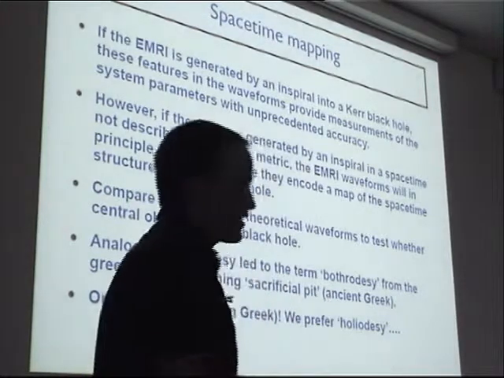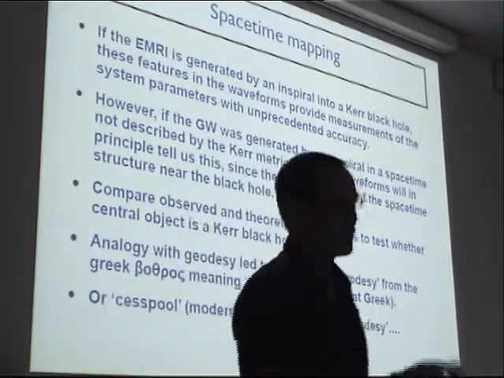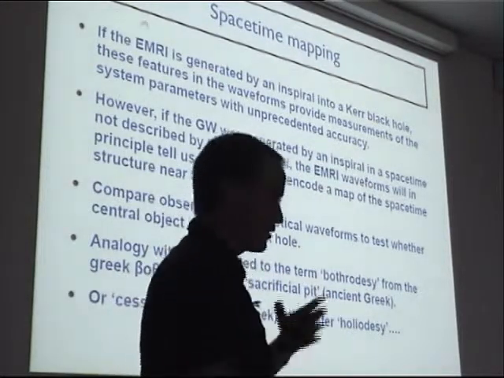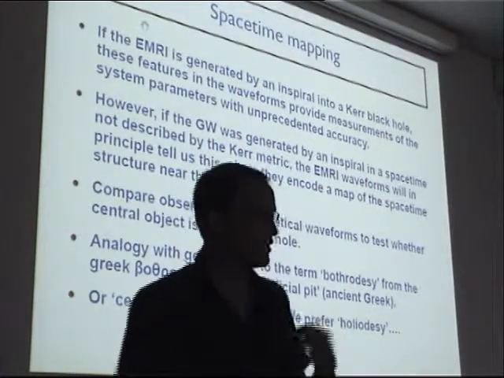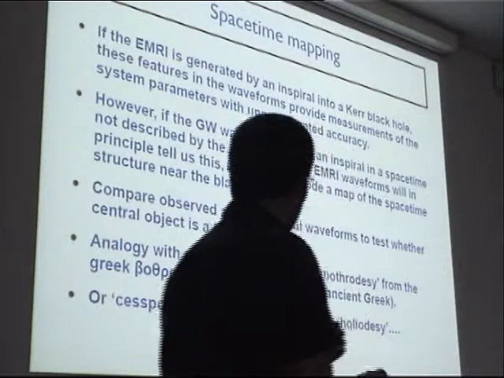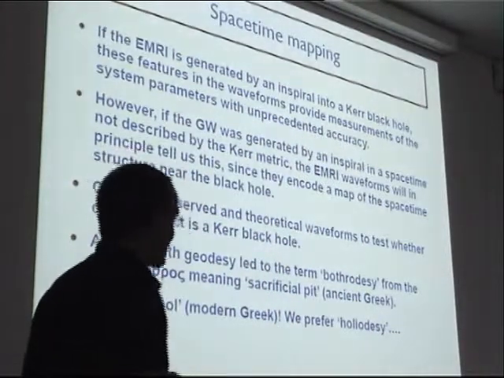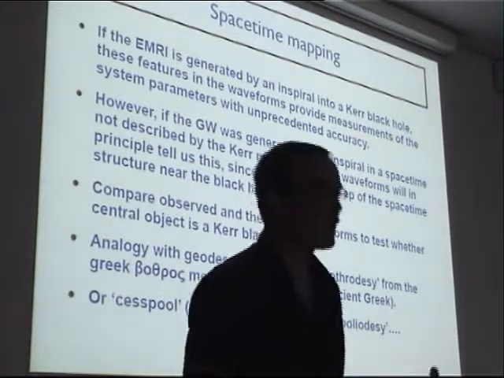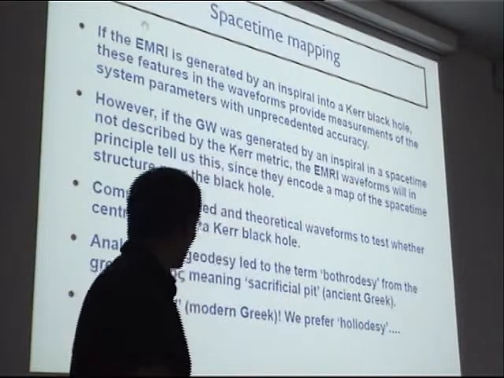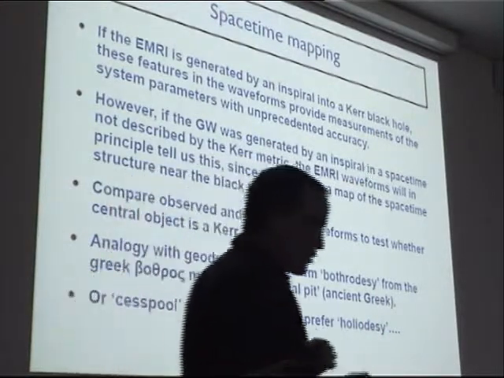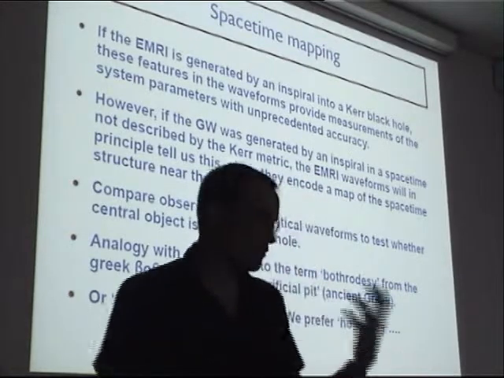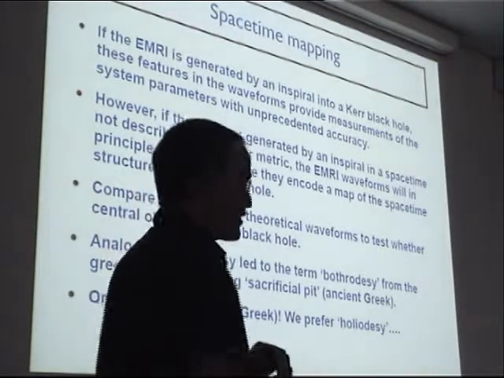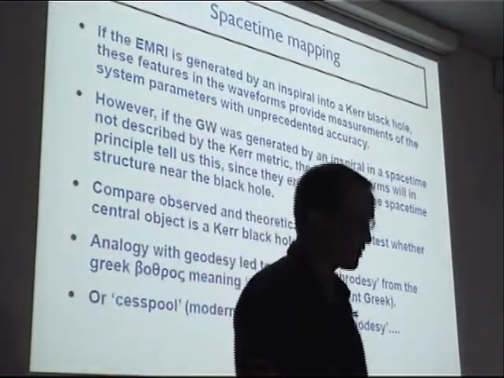Now, if we actually had a system that wasn't a curved black hole, something different, then in principle the in-spiral of a small body in this space-time would give you a different waveform, and the details of that waveform would encode, in principle, a map of the space-time that the particle is moving in. So by comparing what we observe with our theoretical waveforms for in-spirals into Kerr and perhaps in-spirals in other space-times, we can test, in principle, whether this central object is really a Kerr black hole or whether it's something else.